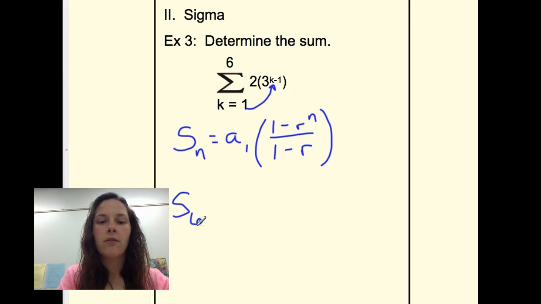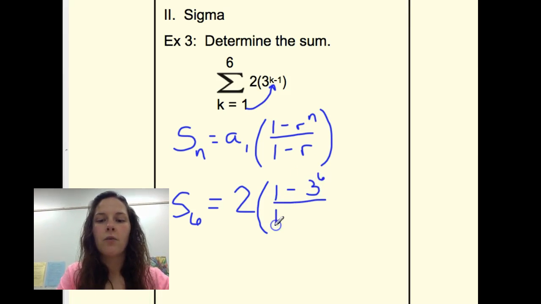So the sum of the first 6 terms is 2 times 1 minus 3 is our common ratio to the 6th power all over 1 minus 3, and that gives us a sum of 728.